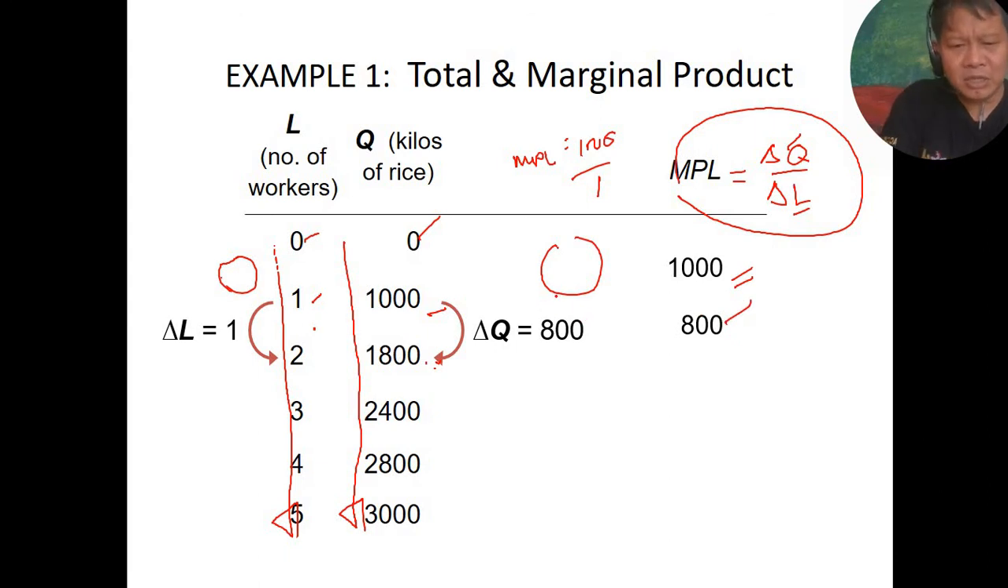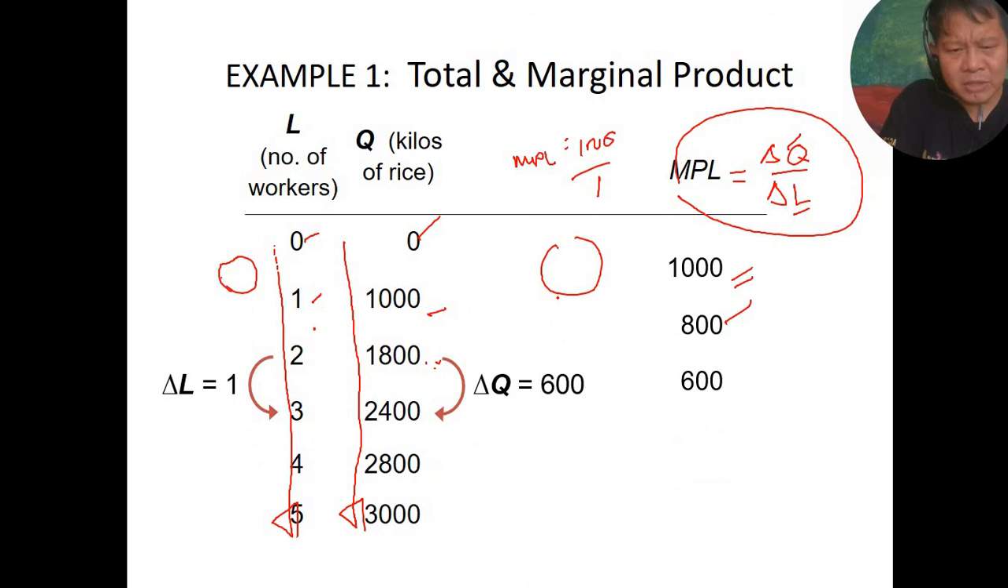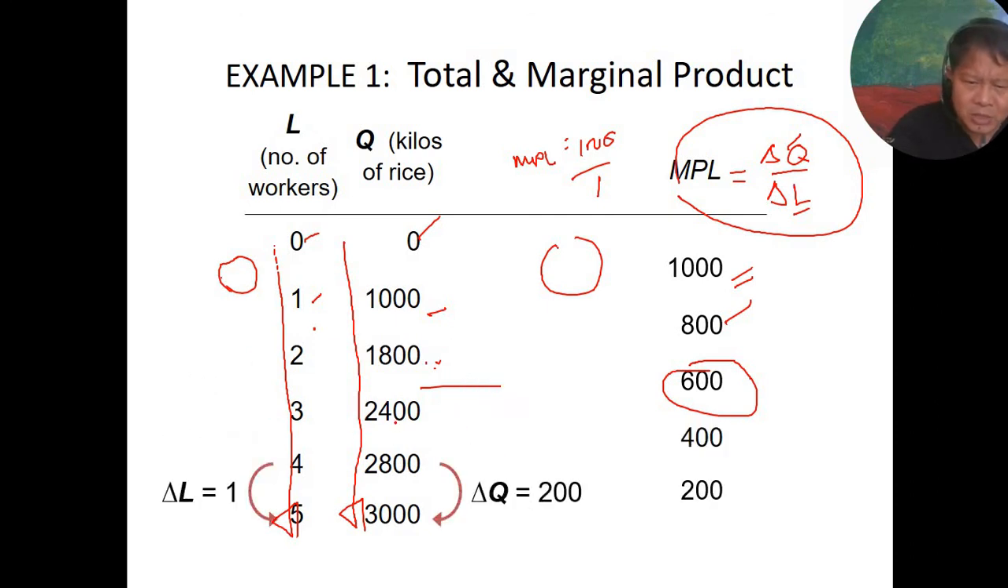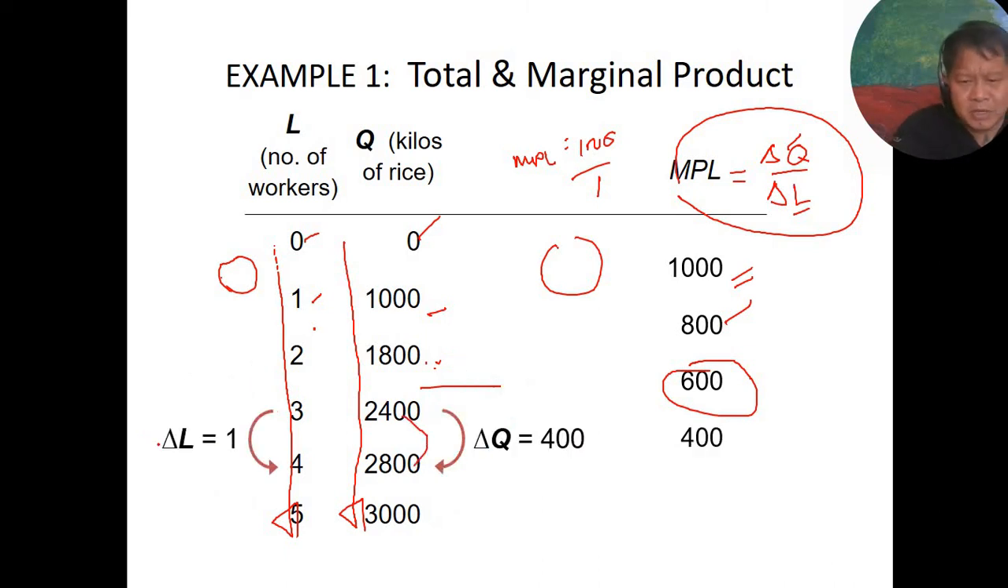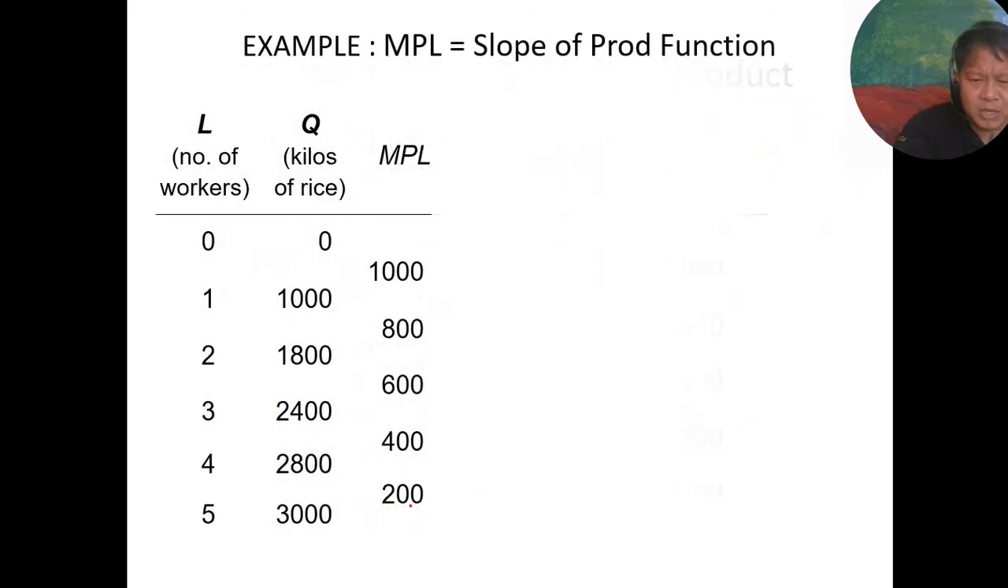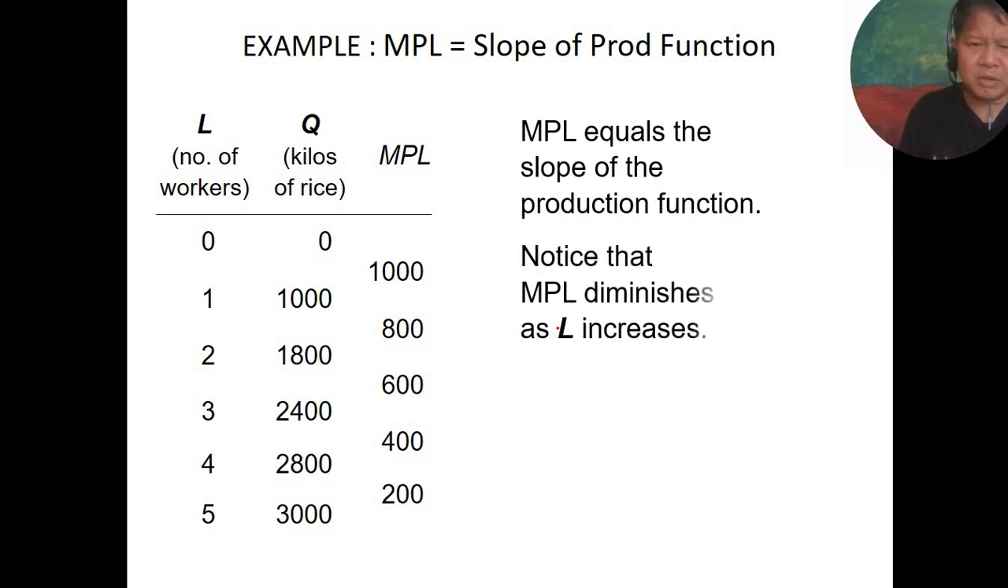And the same here. Their change is 600 in output, and the change in input is 1. So, that's why 600. The difference between this one is 400. Okay, 400 divided by change in input, we have 400. Here, the change is 200, the change in input is 1. So, 200 divided by 1 is 200. So, this is now the marginal product of labor.